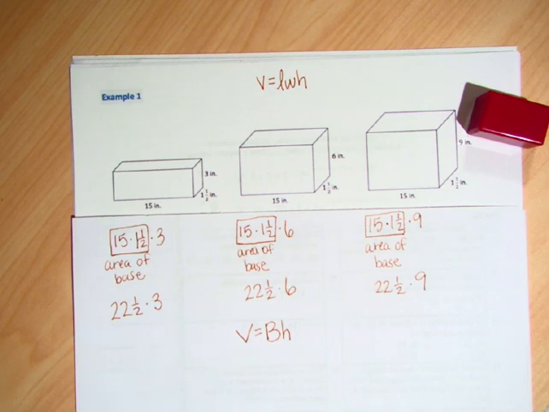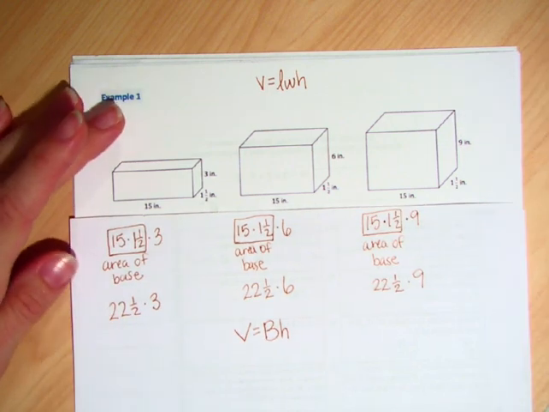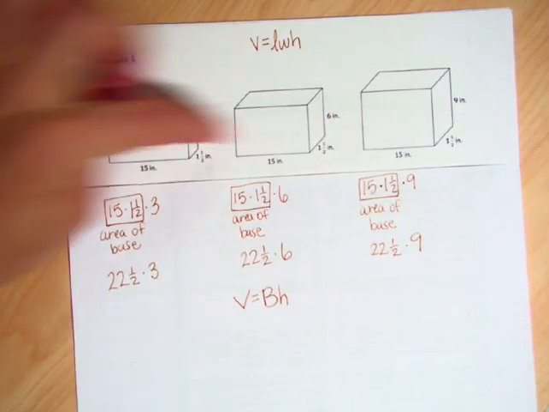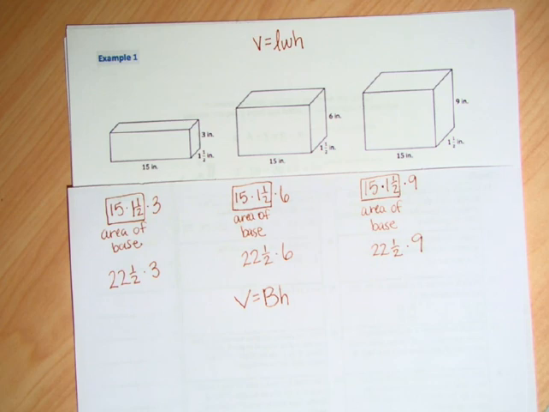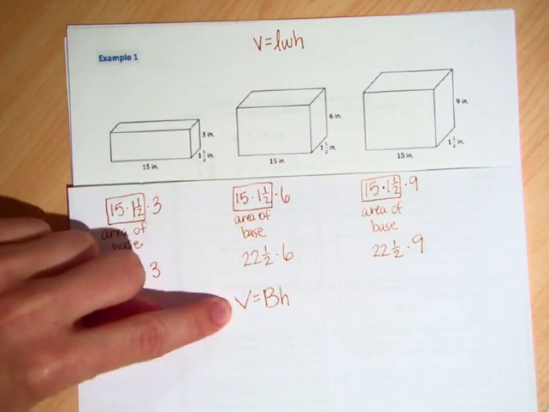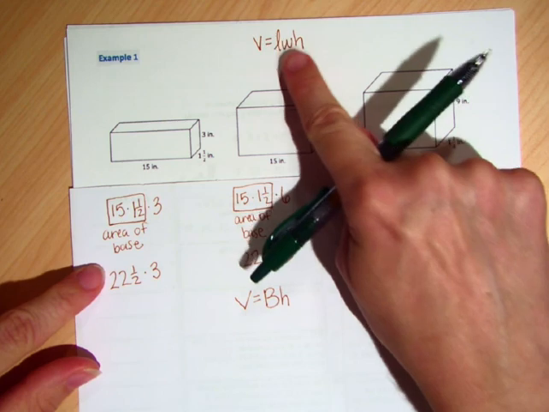All right. What is the area of the base? Well, the area of the base is 22 and a half. So we're going to find the volume of each one of these. And we can use either formula. We could use this formula or this formula, and it should give us the same answer. Okay, let's try it. I'm going to try the first one with this one.